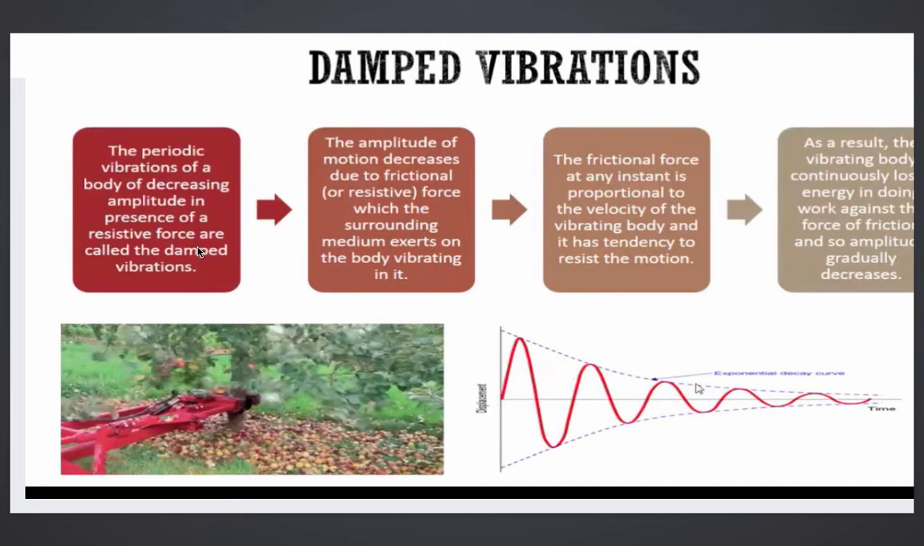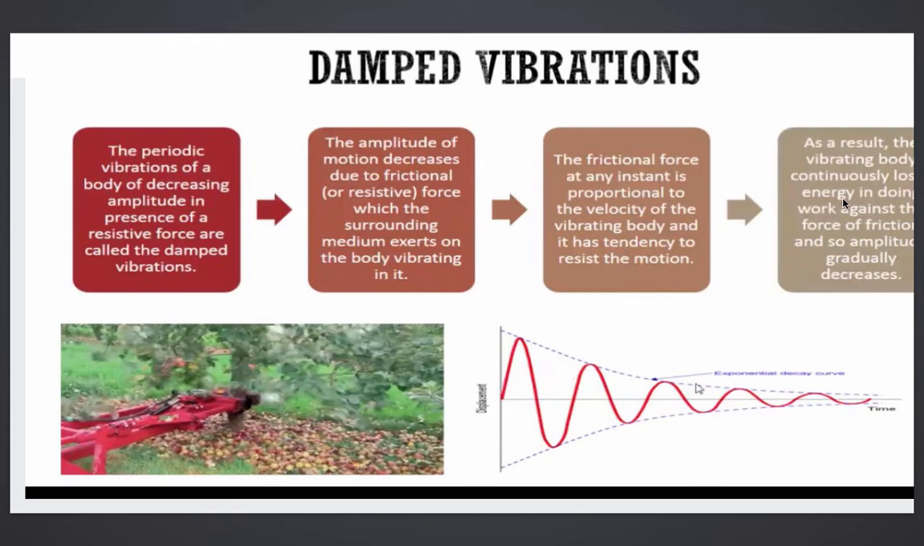It can be air also, because air acts as a friction. Air acts as a resistive force. The amplitude of motion decreases due to friction, we can say, or due to the resistive force of the surrounding medium, that is the air particles. The frictional force at any instant is proportional to the velocity of the vibrating body, and it has a tendency to resist the motion. That we all know by law of inertia. Fine, that's what it is. And the last is, as a result, the body vibrates continuously and loses its energy.